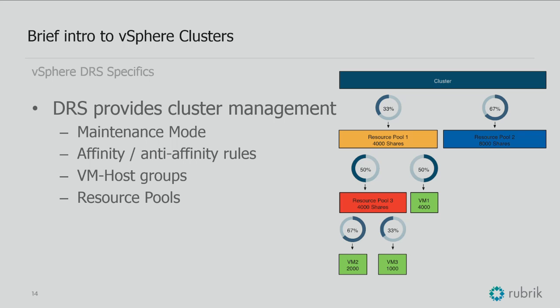Is anyone using any form of stretch clustering? So any vPlex customers? Any NetApp Metro clusters? A couple of people. So if you look at those environments, that's typically also where you see the VM host affinity groups being set up because you want to ensure that a particular type of virtual machine runs in one data center and other virtual machine runs in the other data center. So that's a way of segregating those workloads.